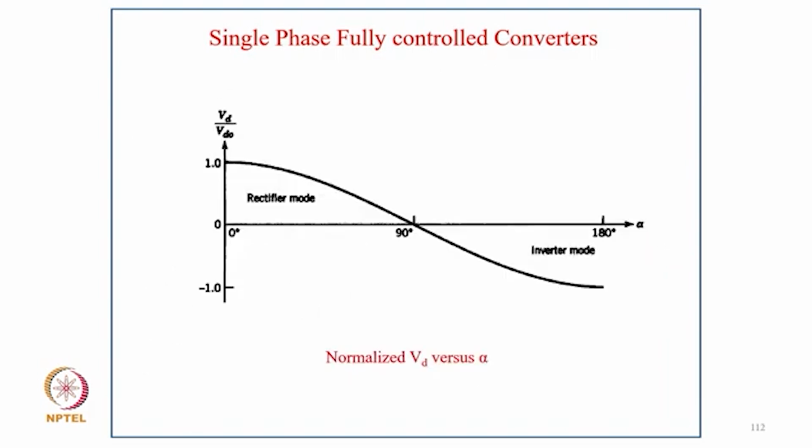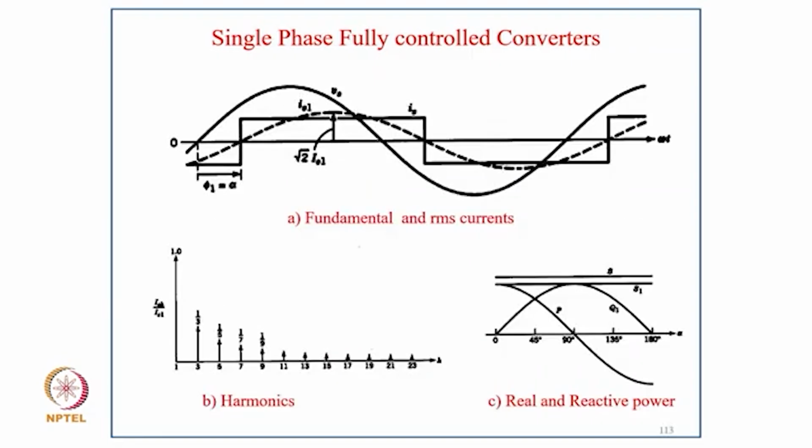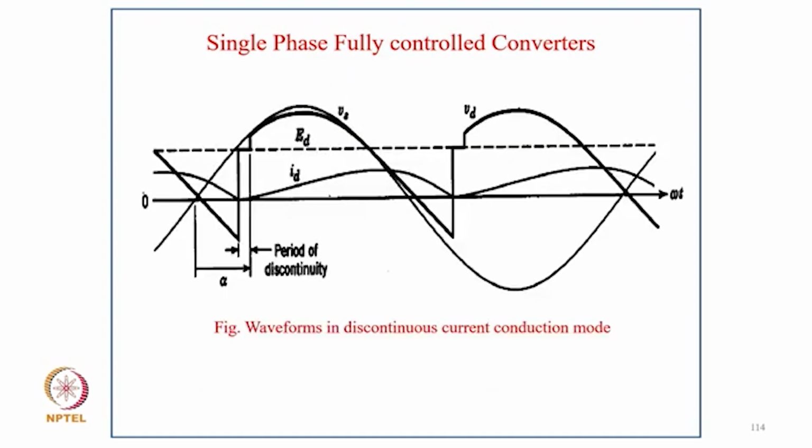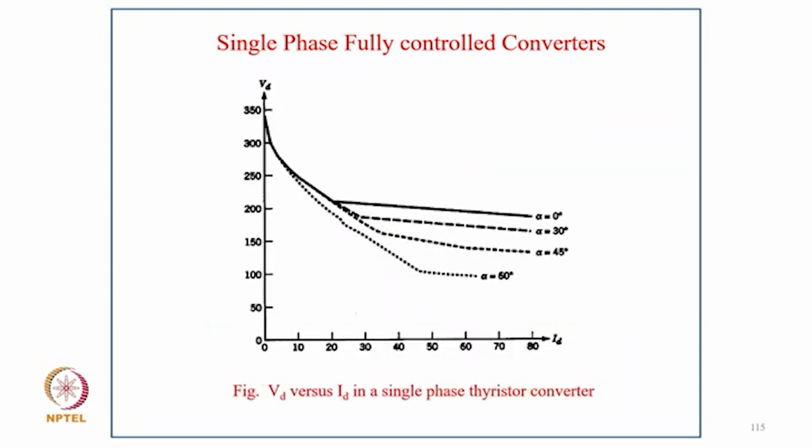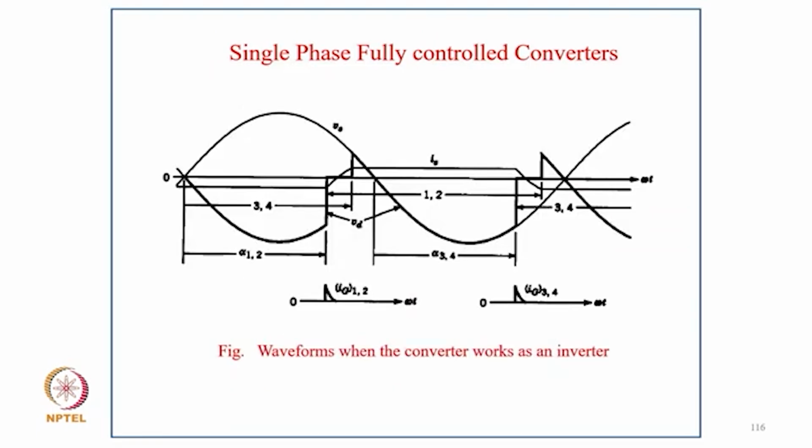And this is the normalized Vd versus alpha, how the output voltage varies typically with alpha, and it goes into inverting mode. Of course, this is valid for constant and continuous current. And then taking a typical pure supply current with the delay of firing alpha, how the fundamental RMS current, the harmonic spectrum of this, and how the real and reactive power and apparent power are there in this case with the firing alpha, and how the waveform is for discontinuous current, and how Vd versus Id in case of single phase, thyristor current for different firing angles, and how the waveform works with the converter as an inverter with firing angle more than 90 degrees for continuous DC current.